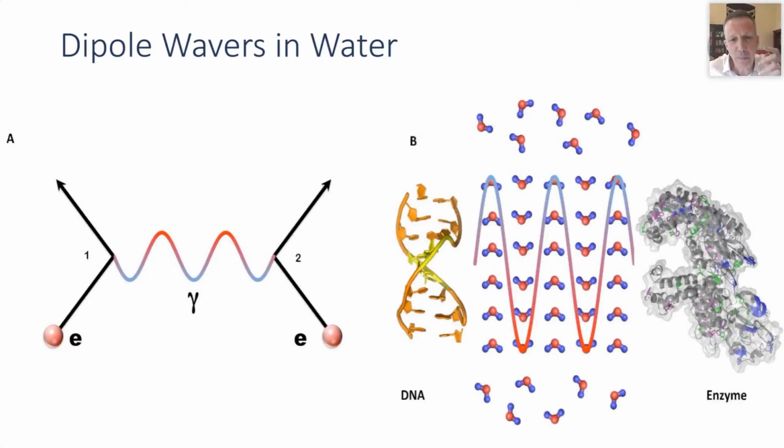The same thing happens with the molecules in our body. For example, on the left side, you see the DNA, which is a large biological molecule. And here on the right side, you find an enzyme, which is also a very large structure. But they don't come very close, but they see each other by exchanging a wave. And this wave is a wave within the water. It has a special name. It's called a dipole wave.